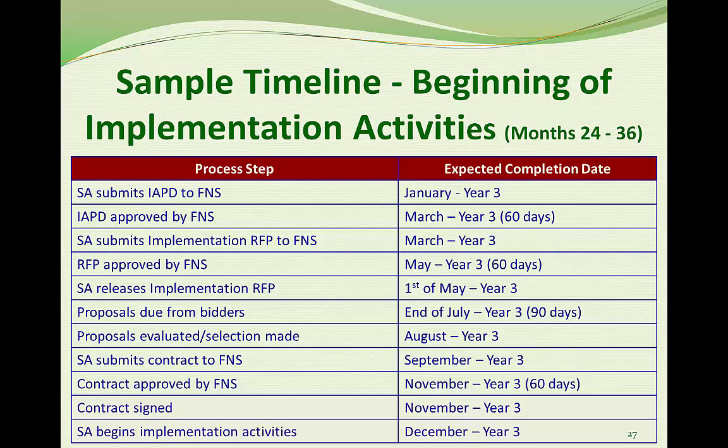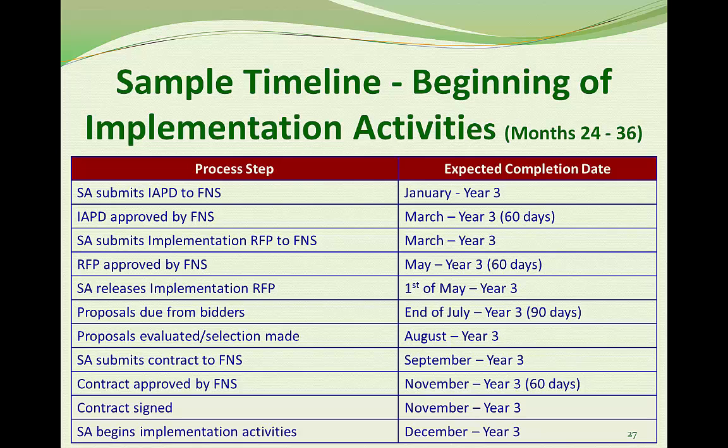From the time the state submits the IAPD, it takes 60 days for approval, which takes us to March. That is followed quickly by the RFP for the main system developer or integrator. Approval of that takes us to May. It's especially important that this RFP allow plenty of time for contractors to develop strong, responsive proposals, 90 days, so that takes us to the end of July.